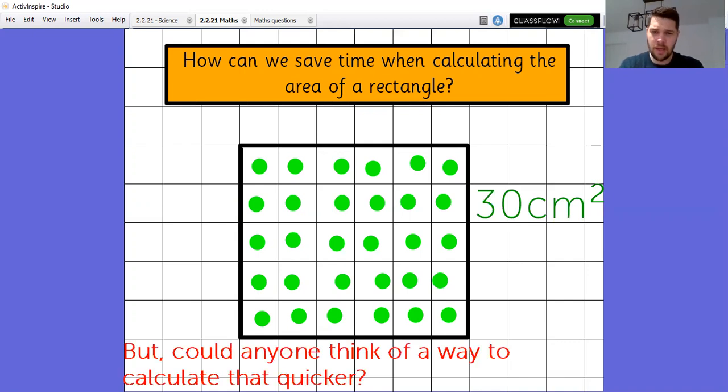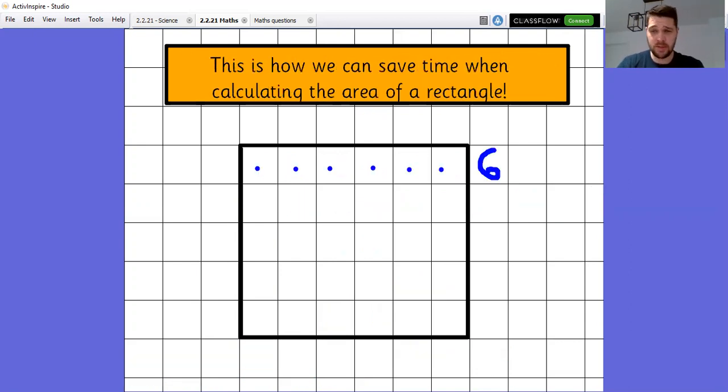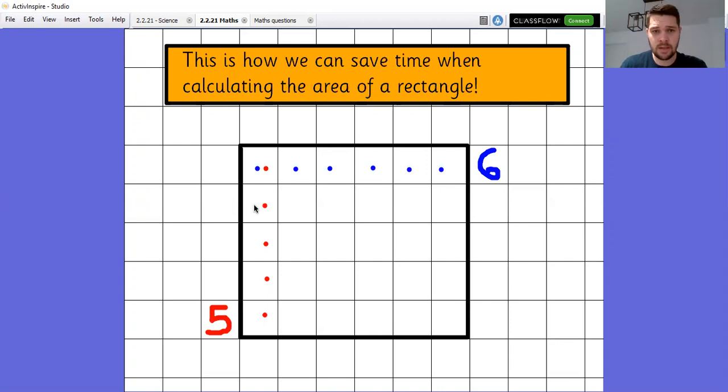But can anyone think of a way to calculate that a little bit more efficiently, a little bit quicker? What we could do is we can count how many squares there are across in a row. 1, 2, 3, 4, 5, 6. Brilliant. I have one row of 6. And then I can figure out how many rows there are in total. There's 1, 2, 3, 4, 5 different rows.